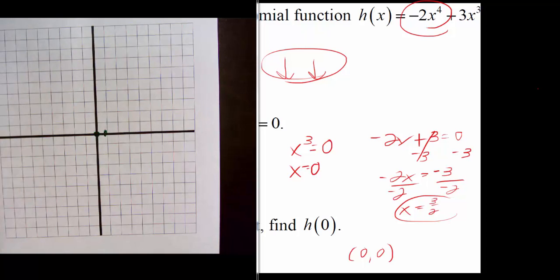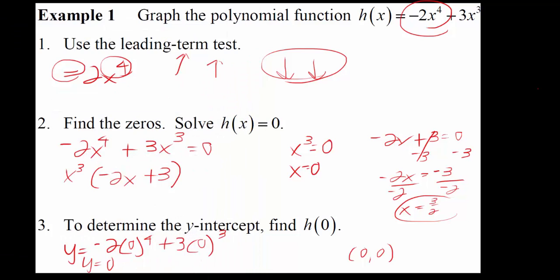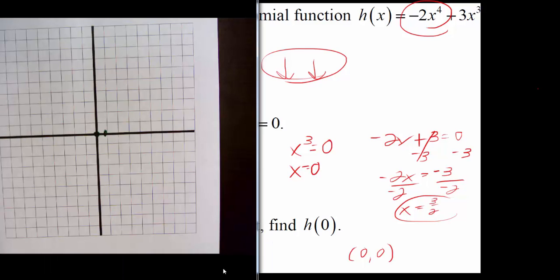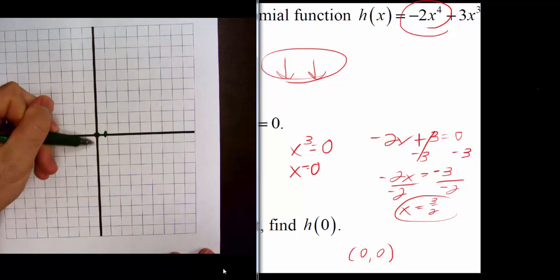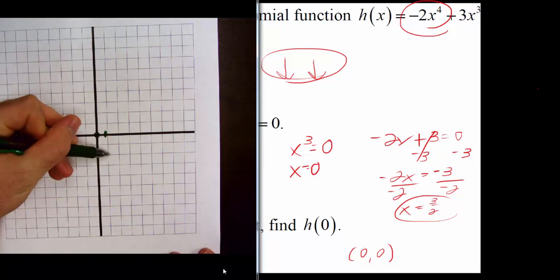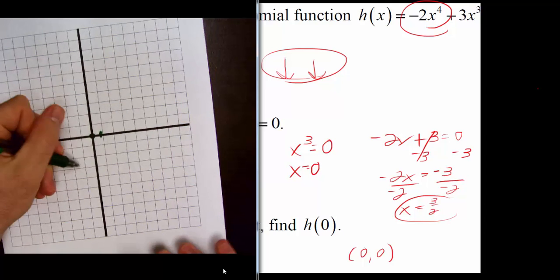And we said that our end behavior, both of the arrows, would be going down. So let's see how we can make this happen on our graph. I could start here going down and go through that point, come back through and go down again. Let's try that.